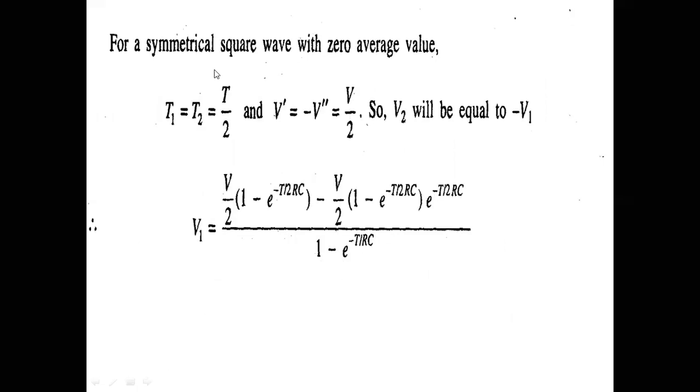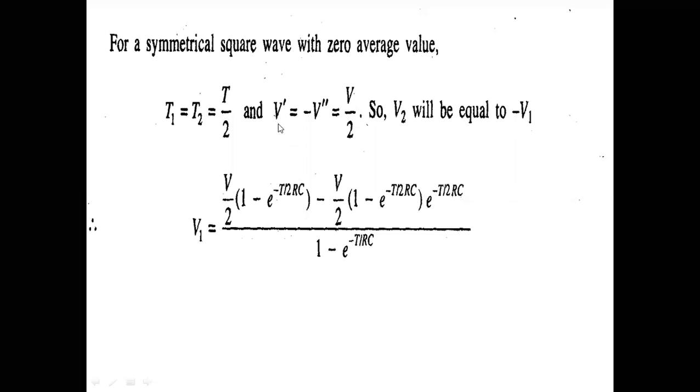If we assume that it is a symmetrical square wave, that is, positive and negative cycles are equal, then the time period will be exactly equal. That is, T1 equals T2, equal to exactly half of the time period. These are simple simplifications. It won't be much difficult once you go through this slide as PPT. You can easily understand this derivation.